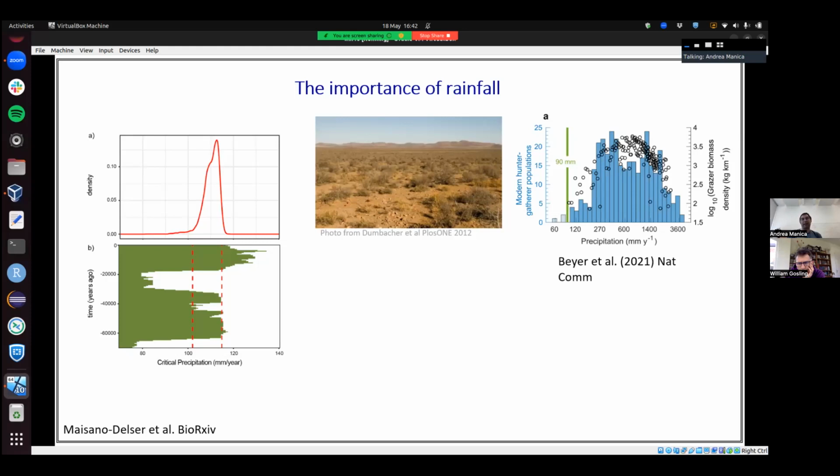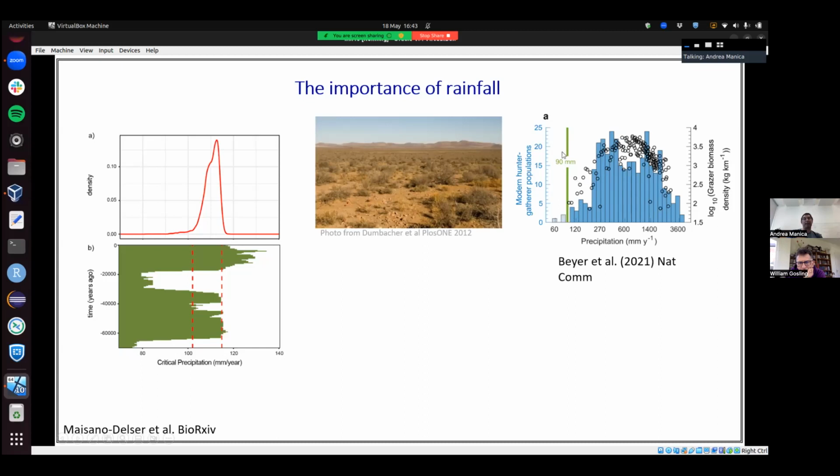So what you have here as a histogram in blue is the level of precipitation that we see in modern hunter-gatherers. And you can see that actually just below 120 is where they pretty much disappear. So there are three populations here that actually can go below that, but they cheat. If you look at where they live, it's close to underground water sources that allow them to persist despite that kind of aridity. Interestingly enough, that is also the threshold that you have for finding grazers.